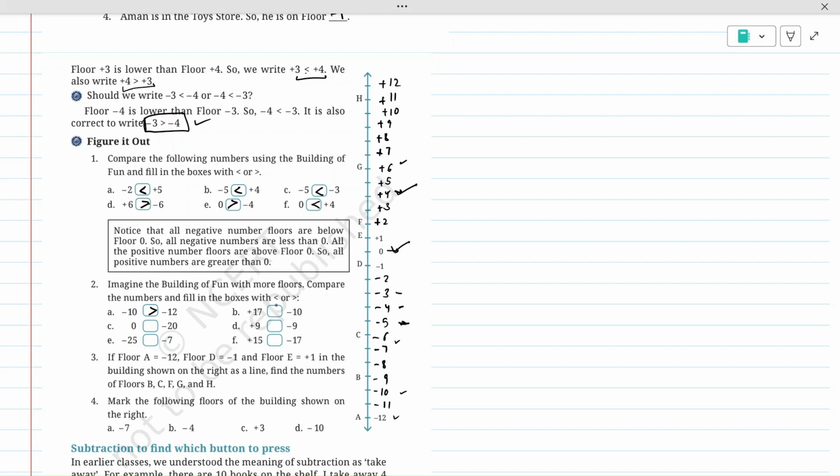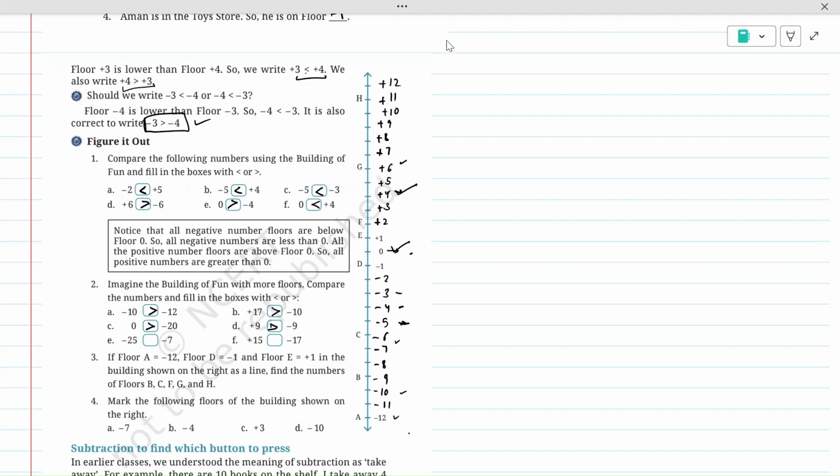+17 and -10. Kids, always remember, if we have one number with a plus sign and another with a minus sign, plus will always be greater, because one number is above 0 and the other is below 0. So plus is always greater than minus when comparing two numbers with opposite signs. Now we have 0 and -20. 0 is up and -20 is down, so 0 is greater than the negative number. +9 and -9: +9 is somewhere here, -9 down. +9 is greater.